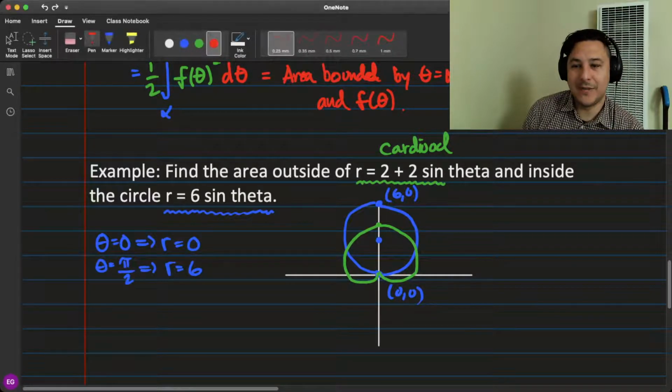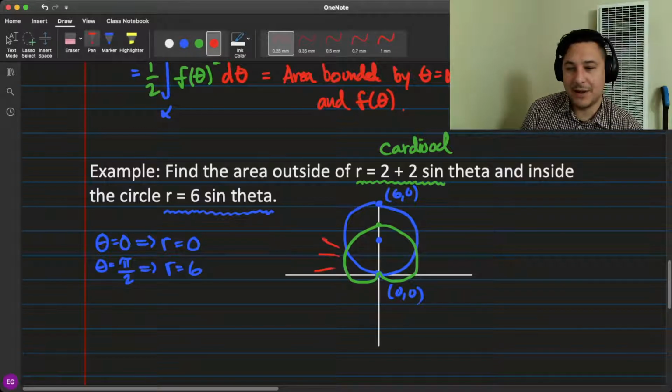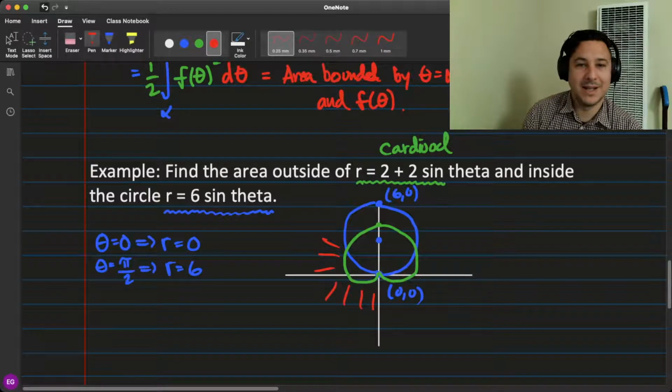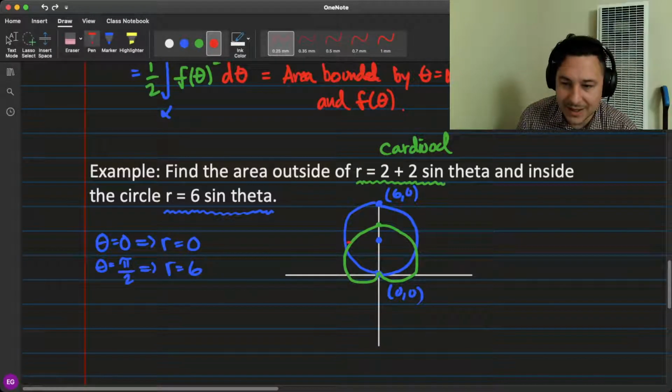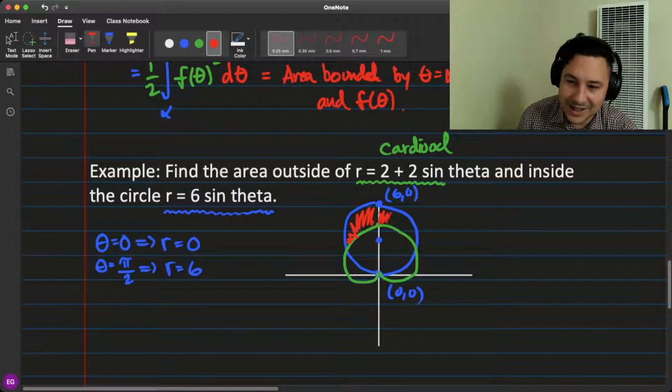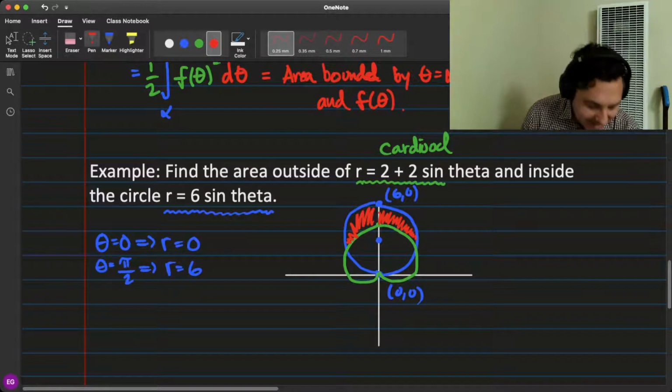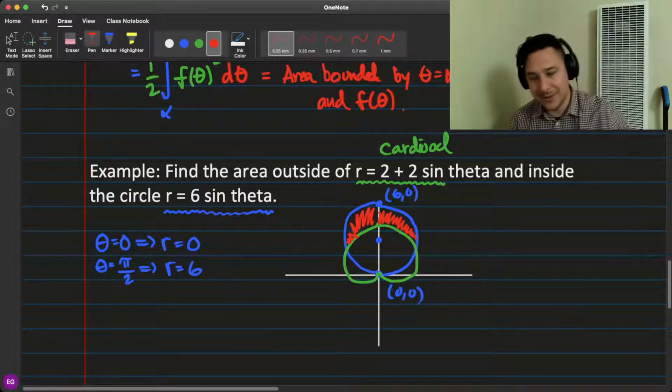Right. So, for instance, outside the cardioid could be out here, but that stuff is not inside the circle. So we're not going to get that stuff. So you only get this stuff right here, because that's the stuff that's inside the circle and outside the cardioid.